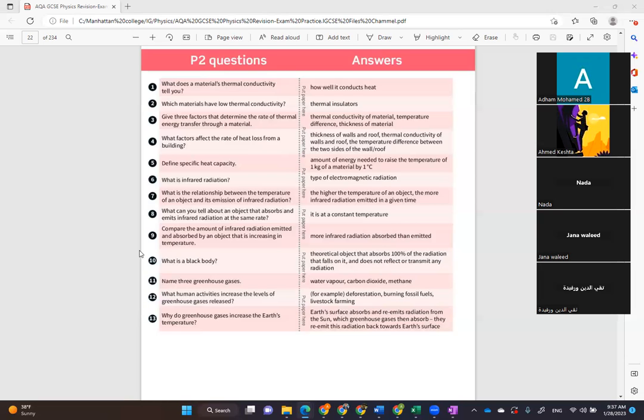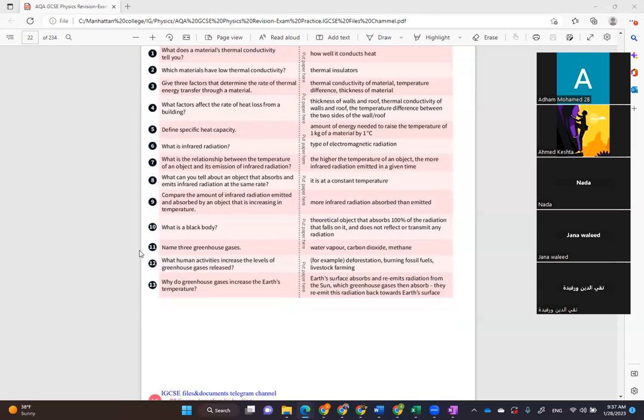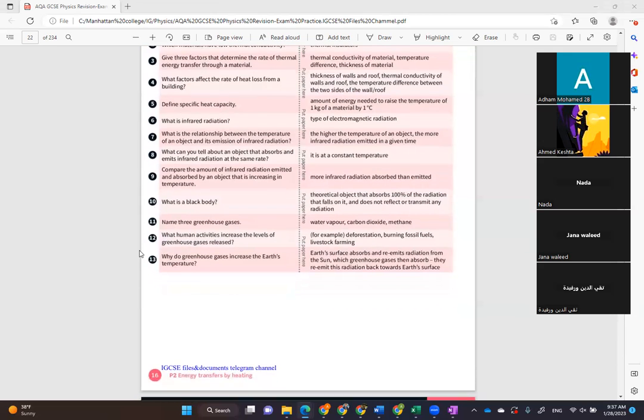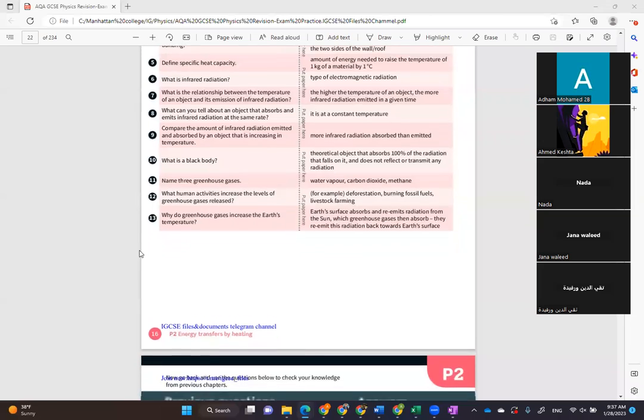Deforestation, burning fossils, and livestock farming. Why do greenhouse gases increase the Earth's temperature? The Earth's surface absorbs and re-emits the radiation from the sun, which greenhouse gases then absorb and re-emit back toward the Earth's surface.